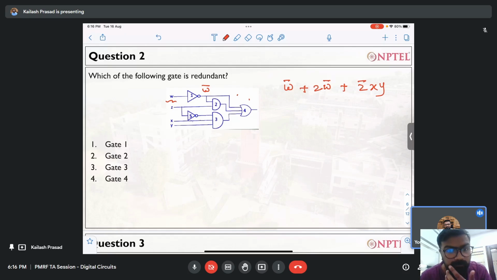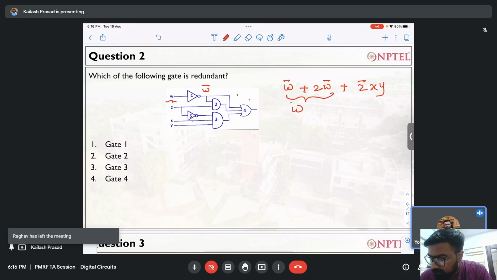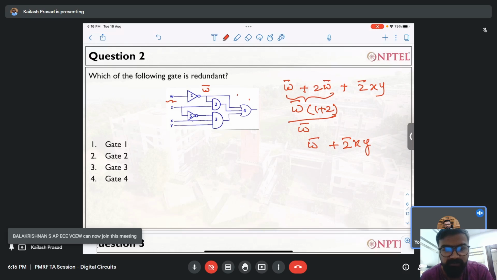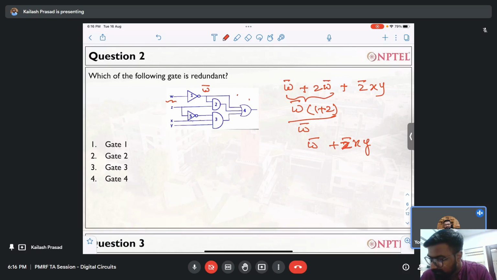But if you simplify it, you will see that I can take W bar common. This will be 1 plus Z, so it will remain as W bar. So the final expression is W bar plus Z bar XY. So this is Z, don't confuse it with 2. This is Z, right? So it means this particular component is actually being dissolved, so it has been removed. So whichever gate is generating this is redundant. So the answer is 2.